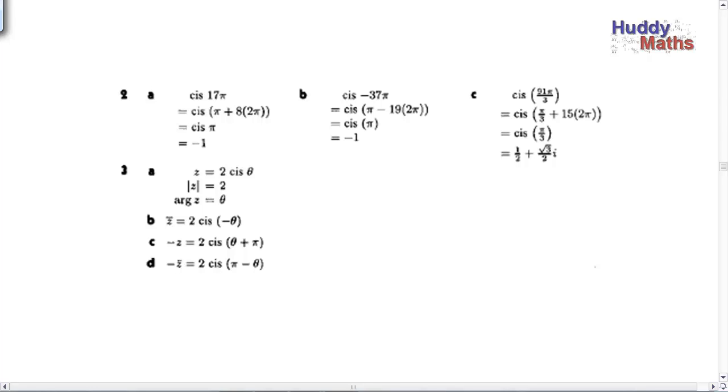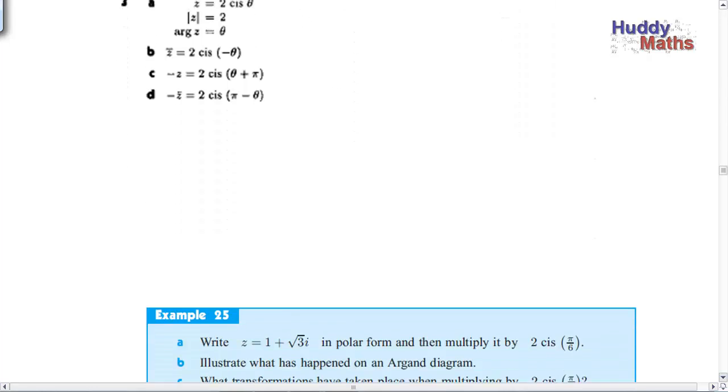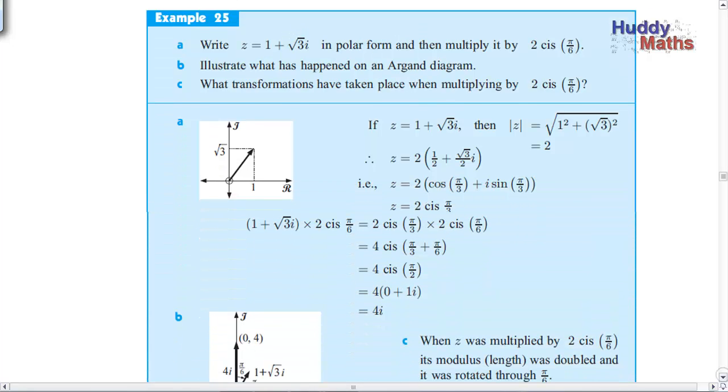All right, moving on, let's do a bit more now and have a look. Here's another example. So write this one in polar form and multiply it by 2 cis pi on 6. Okay, so let's first of all plot it. Remember what I said? 1 plus root 3i is represented by that vector.